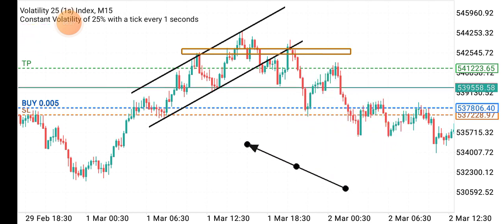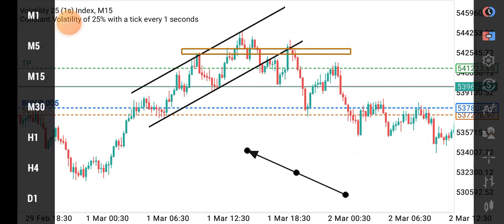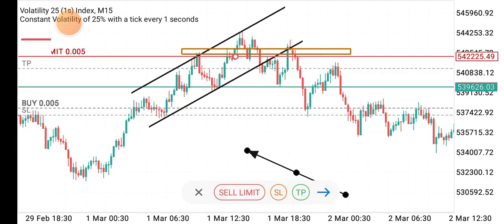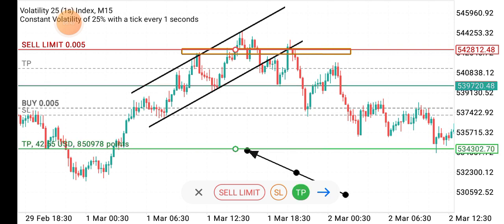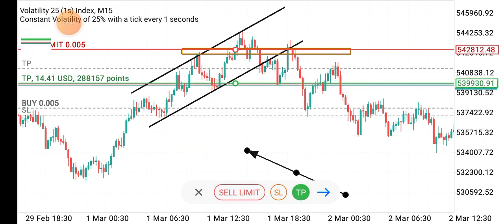Just imagine you enter this market at this point with the minimum lot size, let's see, minimum lot of 0.005. Then personally, my target would be this first low here. That is $14. You can see that is $14 profit just from here to this point.